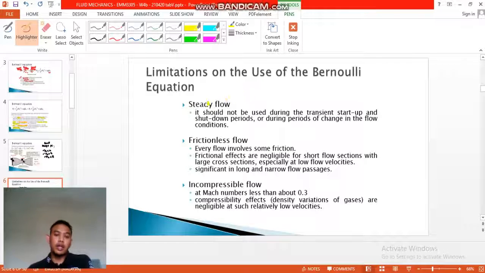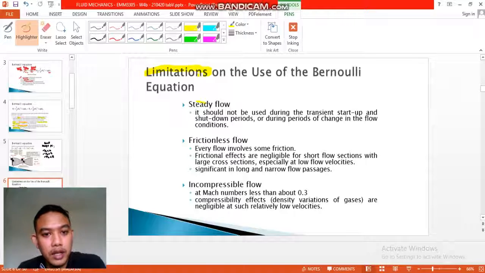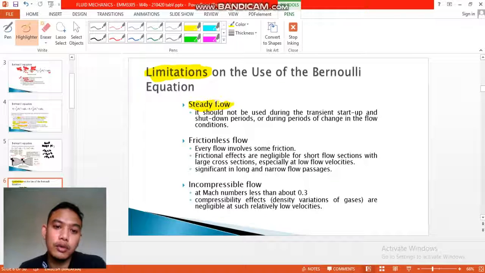This Bernoulli equation has limitations. In order to use it, it can be used if it's a steady flow. It cannot be used for transient startup or transient flow, which is during a period of change in flow conditions.